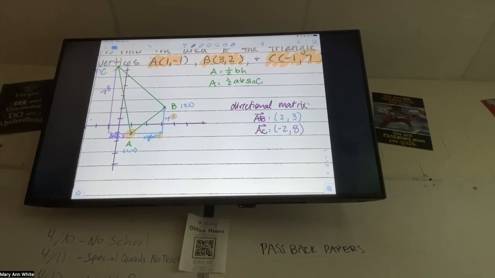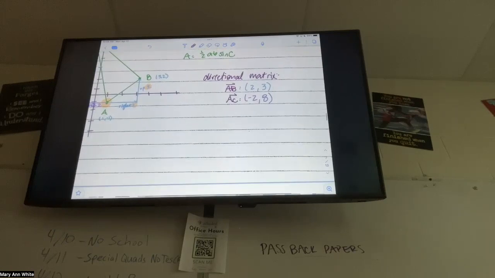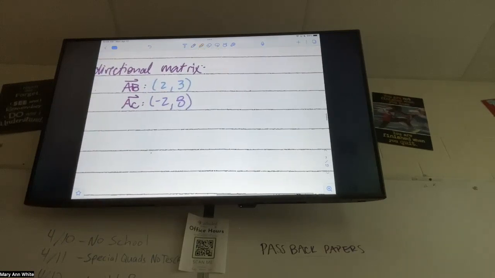And again, you don't necessarily have to choose one point over the other. I just like choosing the bottom point. I think that makes it easier for me to see at least. Okay, now we're going to take this and put this into a matrix, which just means we're going to combine this into a 2x2 organization. So I'm just going to combine these two together, and it's going to be 2, 3 as my top row, and then -2, 8 is my bottom row. That's my directional matrix.